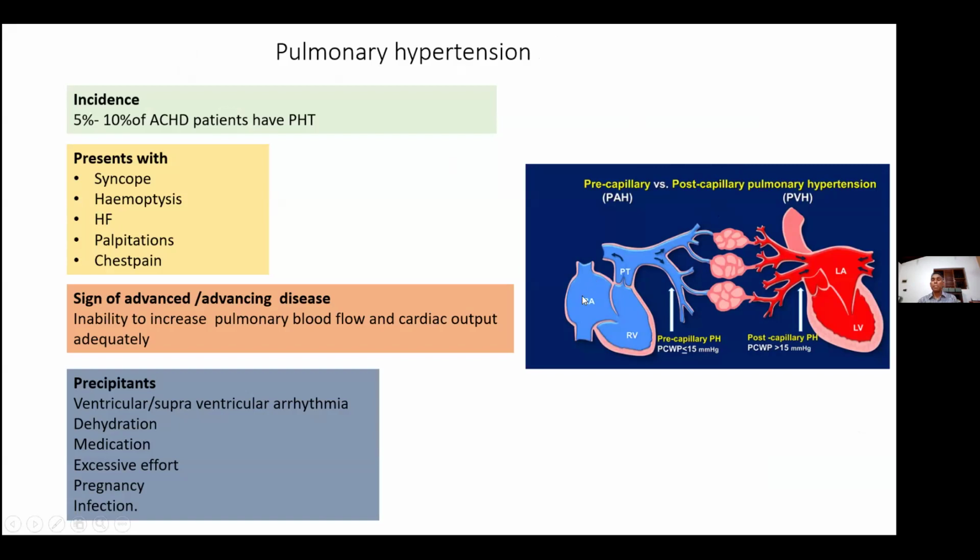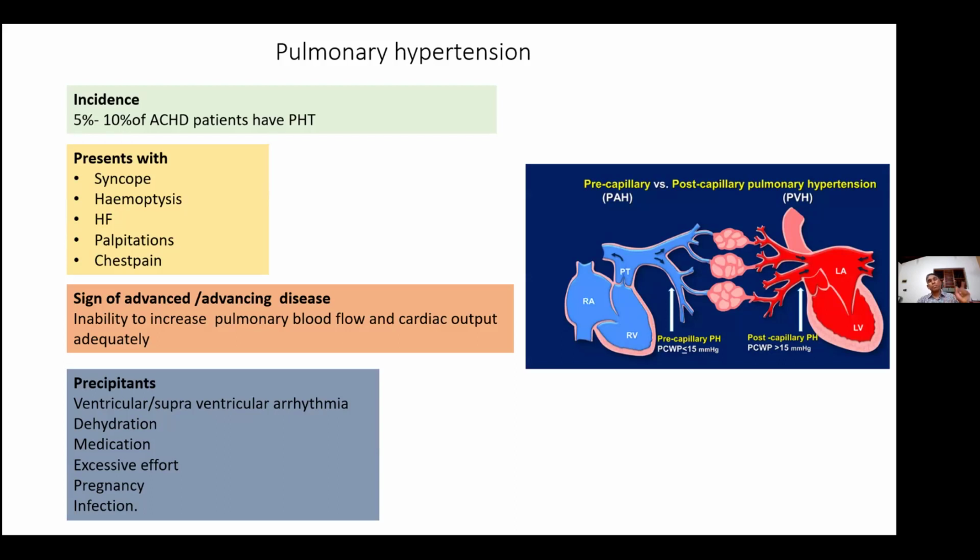Because of the pulmonary hypertension, they can't push blood into the pulmonary artery. If you have seen echoes of these patients, it will be a very sluggish flow into the pulmonary artery. That is why they don't do well in exercise. They can't push more blood into the pulmonary arteries when they are exercising. So signs of inability to increase the pulmonary blood flow and cardiac output adequately will tell you the child or the patient is having pulmonary hypertension.